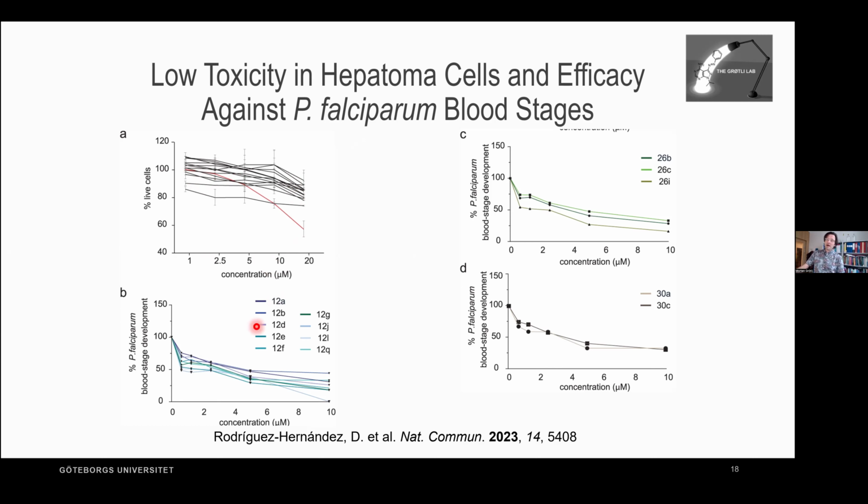If you look at the B panel, we have tested them on the blood stage development. And you see that by increasing concentration, we are killing parasites. You see the different derivatives. Here is only shown the ones in the 12 series. If we go up here, there are some other compounds in the 26 series. They also have a similar trend. Increasing concentration kills the parasite. And the last one is this with the bicyclic core, showing also that they kill the parasite by increasing concentration.